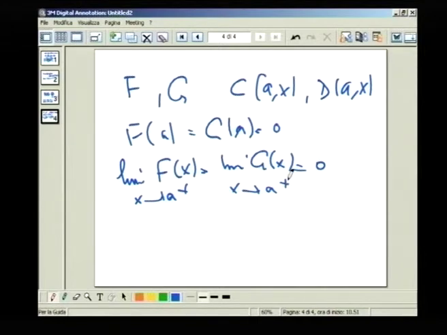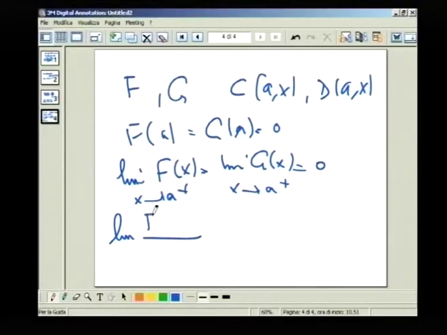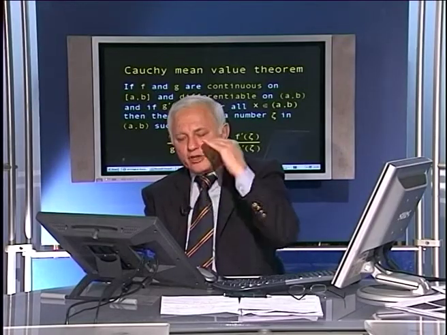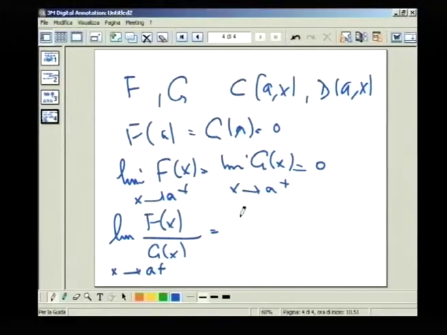Now we apply Cauchy mean value theorem. So you have here the limit of capital F of x divided by capital G of x when x tends to a plus. Now, since both tend to 0, we arrive at the reason why you apply L'Hopital. You apply L'Hopital when you have the numerator and the denominator both tending to 0 simultaneously. Now, from Cauchy you get the limit when x tends to a plus of f dash of zeta divided by g dash of zeta.